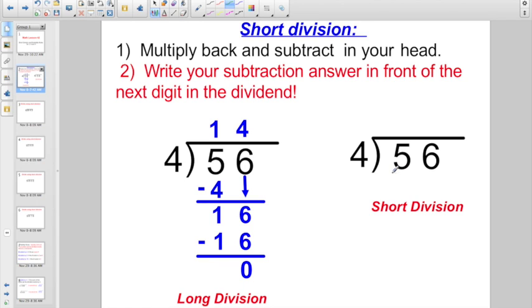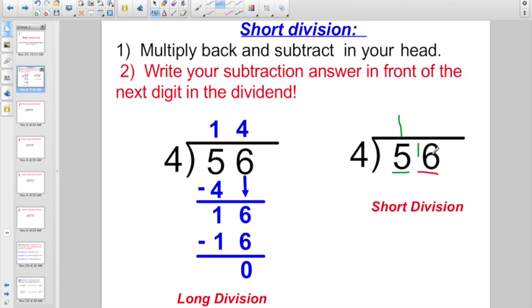I'm going to still go ahead and divide 4 into 5 one time. But it says to multiply back and subtract in your head. Well, 1 times 4 is 4. 5 minus 4 is 1, right? Write your subtraction answer, that 1, in front of the next digit in the dividend. So now over here, we have 16, right?